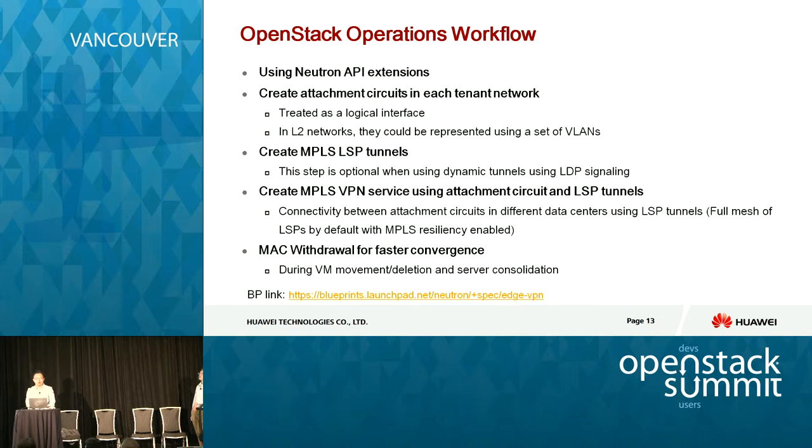Second, we can create MPLS LSP tunnels. This step is optional when using dynamic tunnels like LDP or RSVP. We can create an MPLS VPN service using attachment circuits and LSP tunnels. Connectivity between attachment circuits in different data centers using LSP tunnels is a full mesh of LSPs by default with MPLS resiliency enabled. And we can use MAC withdrawals for faster convergence. During VM movement or migration and server consolidation, we use the MAC withdrawal message. Okay, here is the link to the related BP.